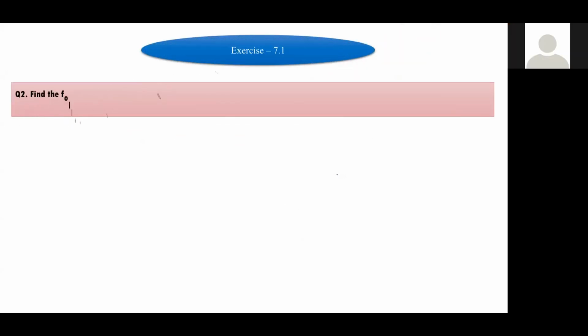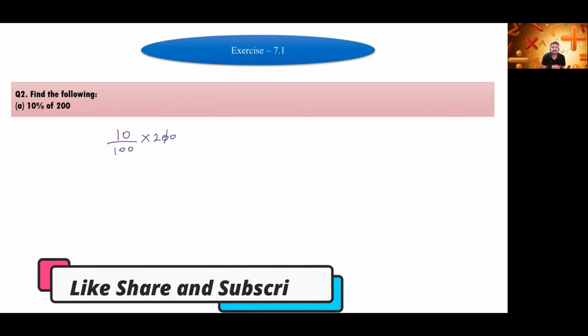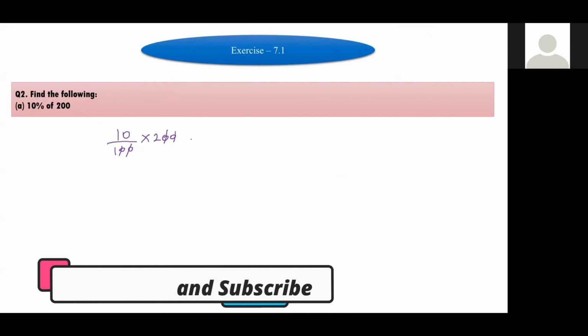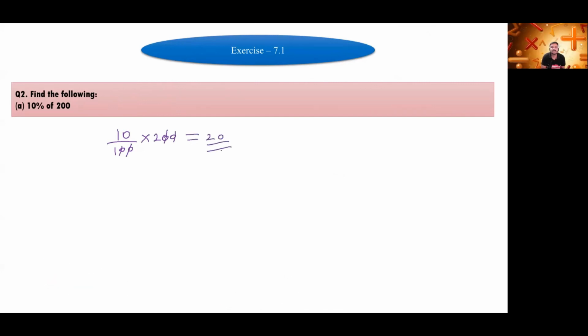Kalash. Yes, sir. 10% of 200 means 10 upon 100 into 200. The two zeros cancel, the other two zeros cancel. 10 into 2 remains, so that is equal to 20. So how much is 10% of 200? It is 20. Just like how much is 10% of 100? It is 10. Okay.